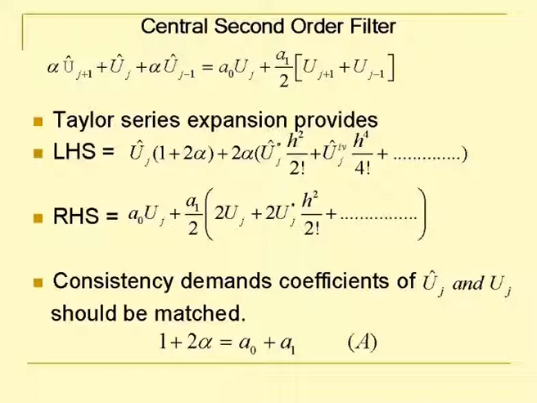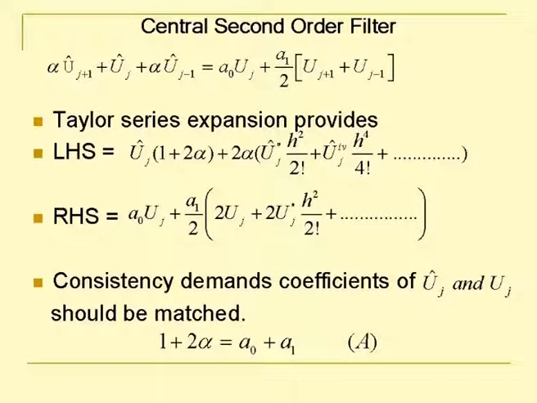a1 by 2. Okay. And what you noticed here is that the Taylor series expansion gives you this kind of expression on the left hand side and right hand side, and we demanded that consistency should require that at the basic level uj must be equal to uj hat, and that would mean the coefficient 1 plus 2 alpha must be equal to a0 plus a1. Okay. That was what was required at the basic minimum level, and we called it the consistency condition. Okay.